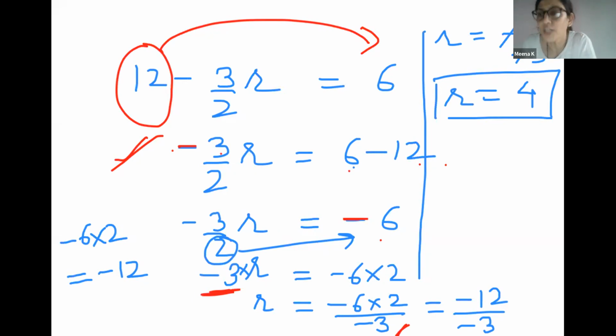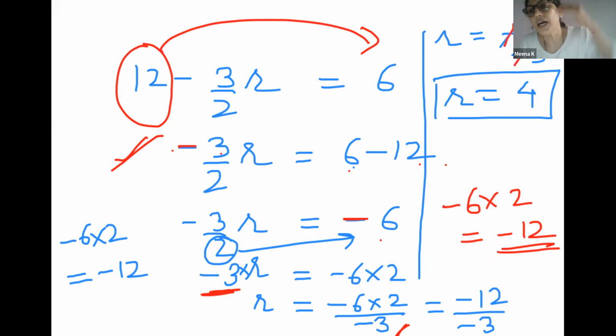Now I am multiplying the numerator. Minus 6 into plus 2. So I am getting minus 12 as the answer in the numerator. Yes? I divide that by minus 3. Minus 12 divided by minus 3. Minus and minus get cancelled. When I divide a negative number with a negative number, the quotient is always positive. Right? That is the rule. We will do it in detail in the first chapter, the integers chapter. So minus 12 divided by minus 3, our answer is plus 4. So the value of R is plus 4.